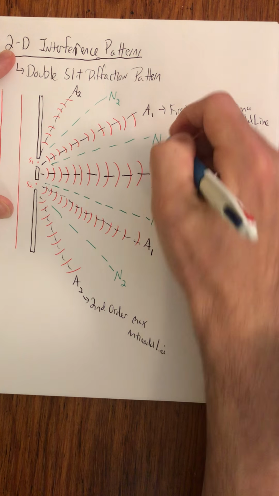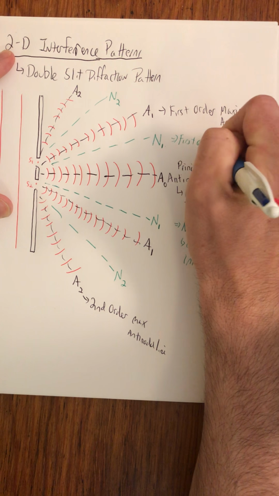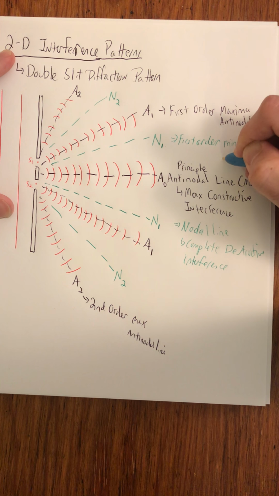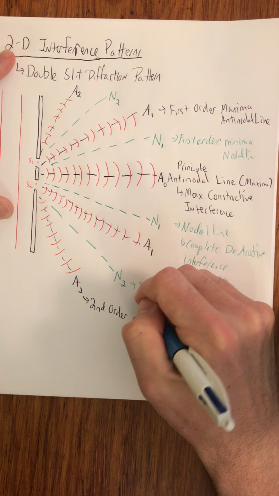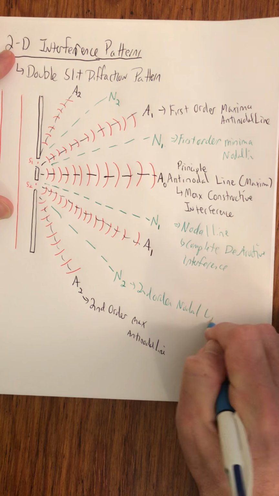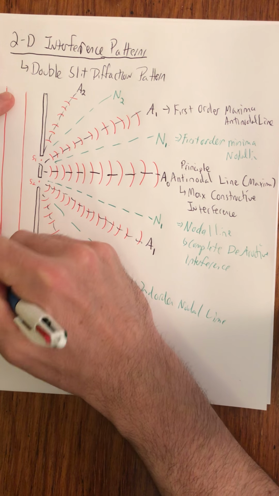This N1 would be called the first order minima or the first order nodal line. Whereas this would be the second order nodal line or second order minima. Okay, that's just the way we refer to them. You'll notice there is no such thing in this picture as a principal nodal line. Why? Well, that has to do with a couple of things about this pattern that we need to mention.